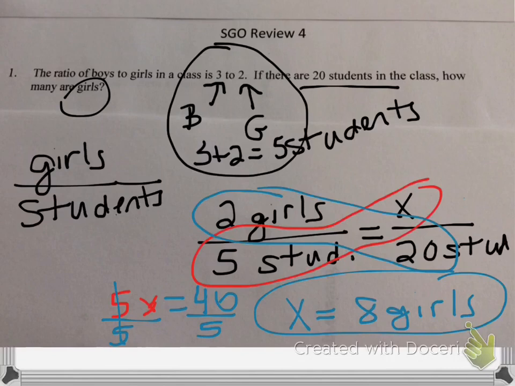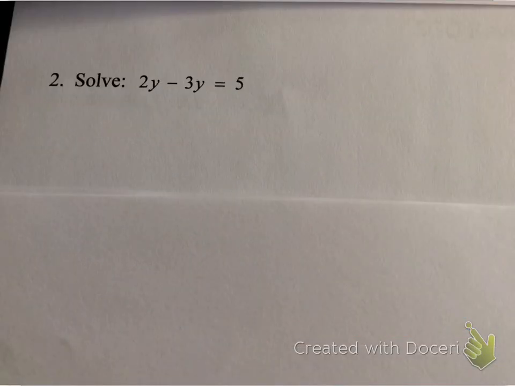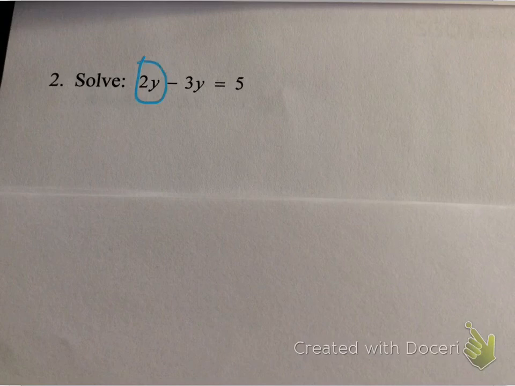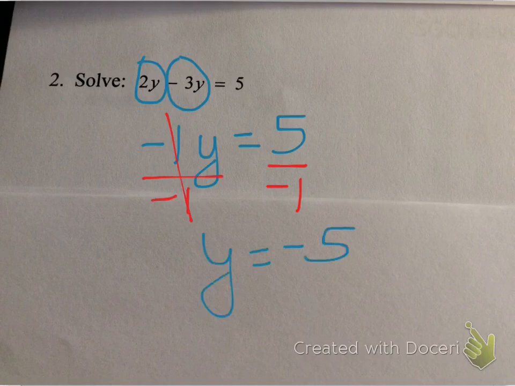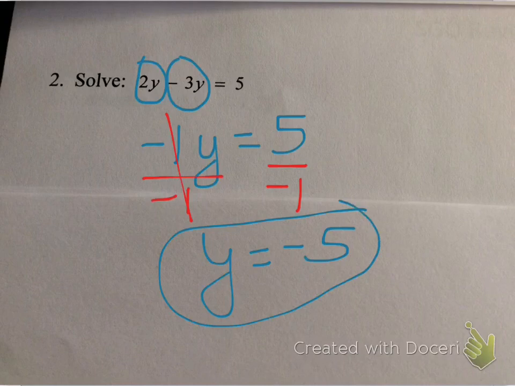Okay, next problem. We have 2y minus 3y equals 5y. First combine your like terms. 2y minus 3y, different signs subtract. 3 minus 2 is 1, and that would be a negative 1y equals 5. We can't be left with a negative y, so we're going to solve that by dividing by negative 1 on both sides, and we get y equals negative 5. Make sure you're making your corrections on this.